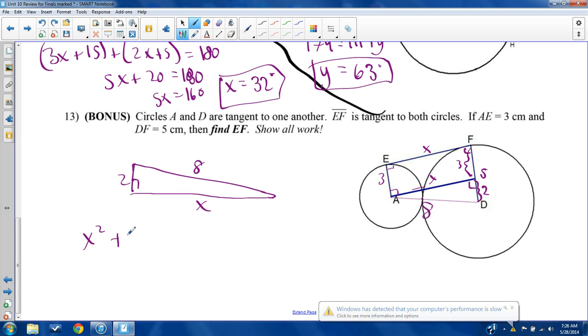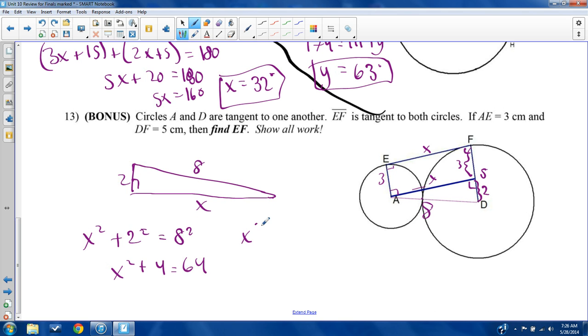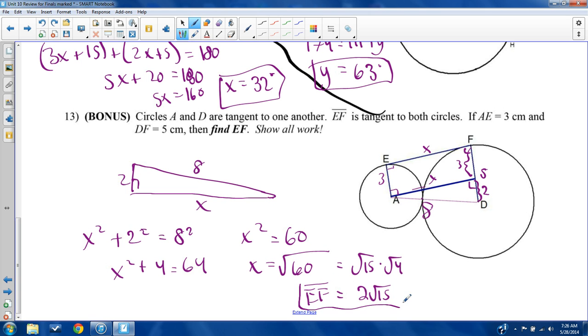So x squared plus 2 squared equals 8 squared. This is one of those situations where this is not a special right triangle, so we have to solve for it. x squared plus 4 equals 64. x squared equals 60, so x is the square root of 60, which is square root of 2 times the square root of 30. I'm sorry. Well, that's true, but let's see, square root of 15 times square root of 4. Let's do that. Which is 2 times square root of 15, 2 root 15. So the length of EF is 2 root 15. If this is 2 root 15, so is that as well.